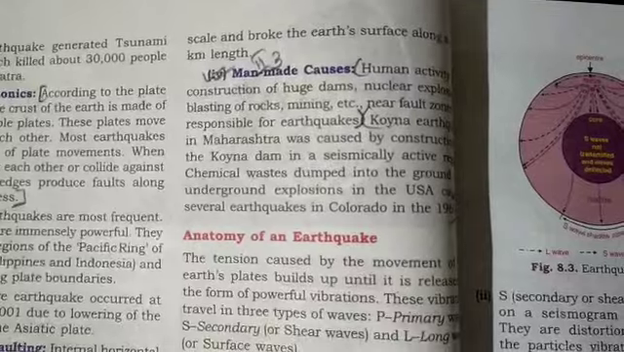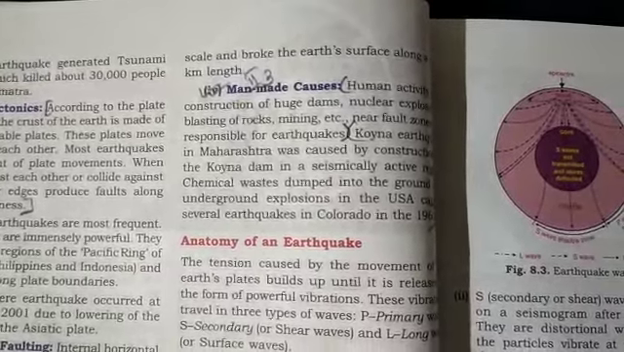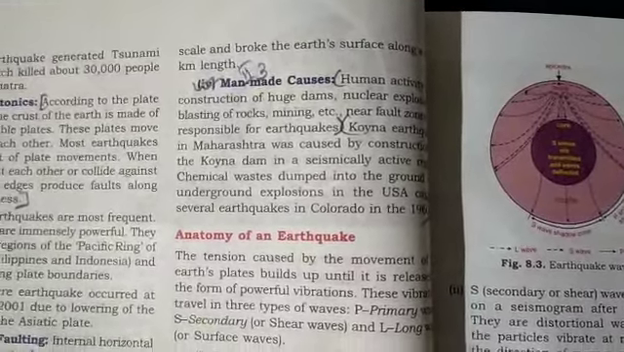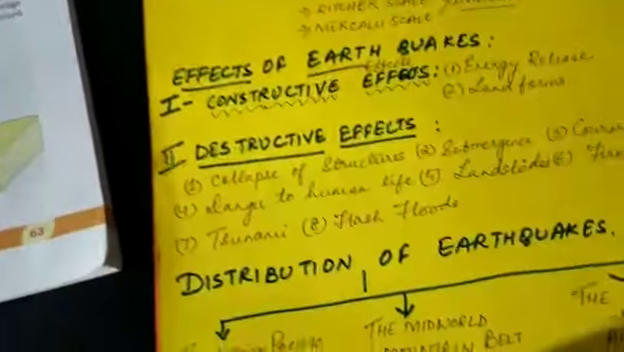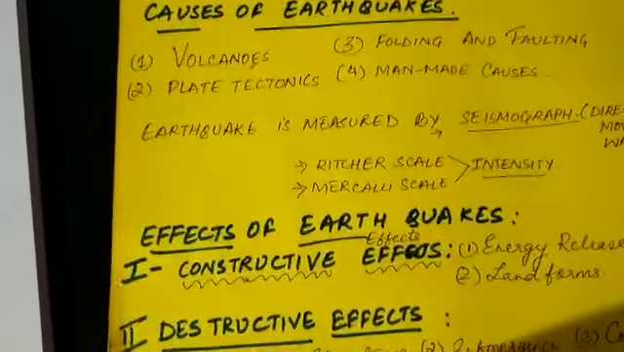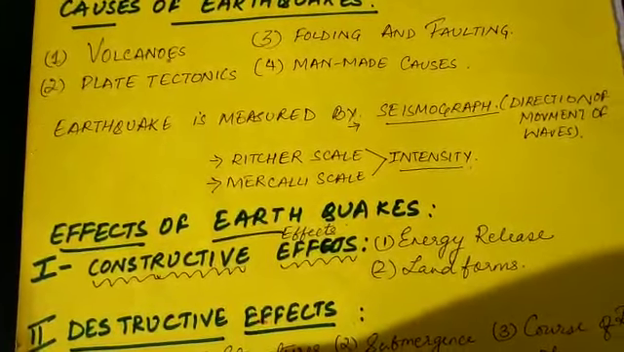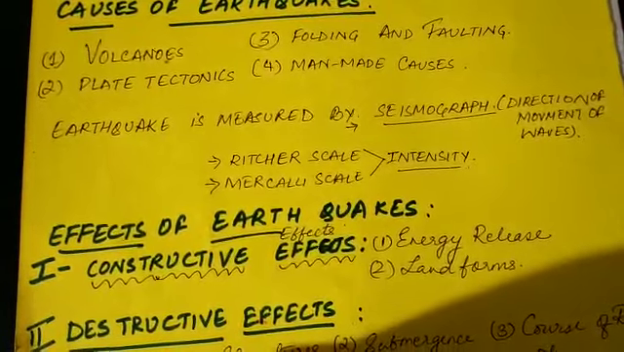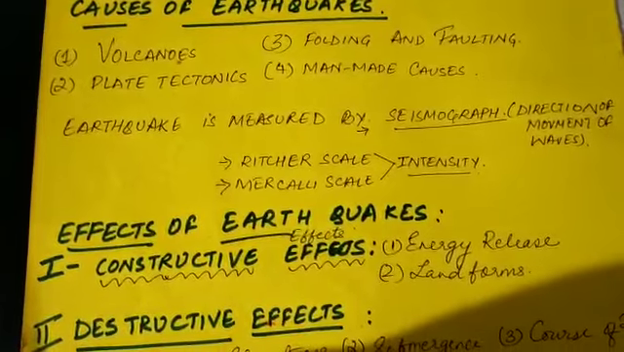Man-made causes. Under the man-made activity, construction of huge dams, nuclear explosion, blasting of rocks, mining, etc. cause earthquake. Example, Koyna earthquake in Maharashtra was caused by the making of the Koyna dam. Then we have the various measures of the earthquake. Earthquake is measured by a seismograph, which measures the direction of the movement of the waves, and the intensity of the earthquake is measured through Richter scale or Mercalli scale.